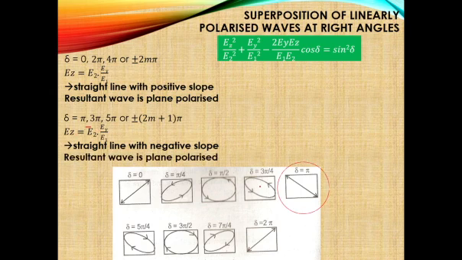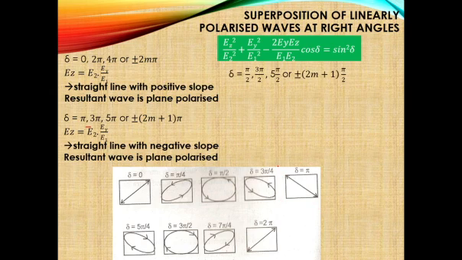So the resultant wave will be a plane polarized line, but it would have been rotated by some angle. So the resultant wave will be in another direction.